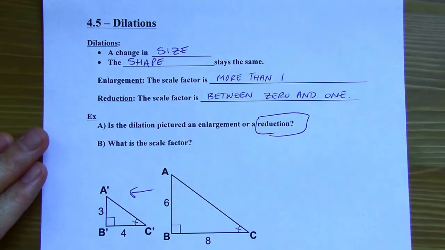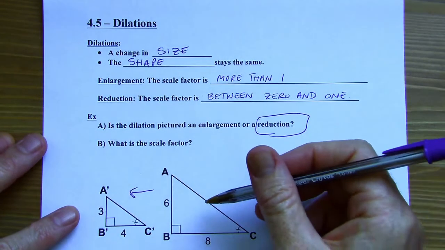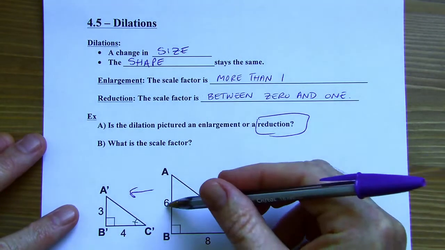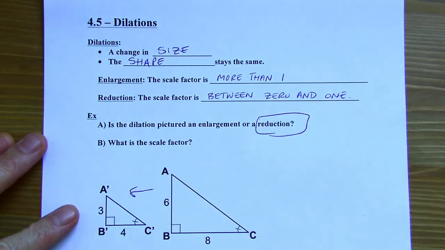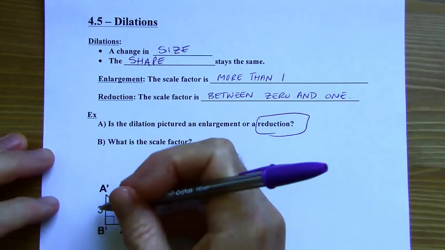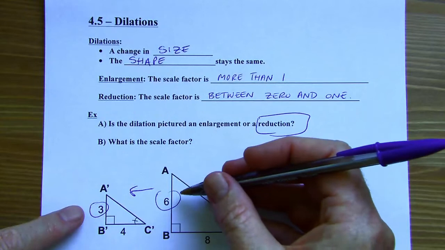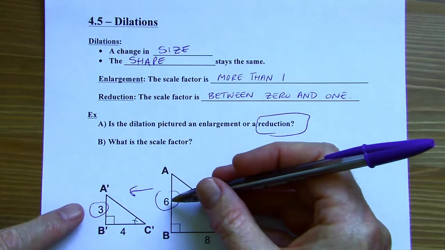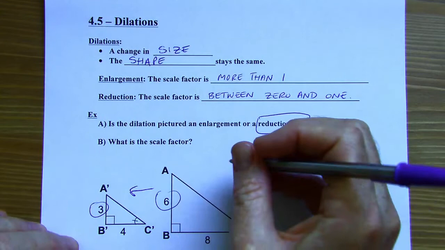And then the scale factor, all I have to do is find some matching pieces, okay? So I've got the 6 and the 3, okay? So we're going to write the scale factor usually as a fraction. So the 6 and the 3 match up. You could also use the 4 and the 8. It doesn't really matter. And I can see in both cases the 6 is twice as big as the 3, the 8 is twice as big as the 4. Okay, so I'm going to make a fraction out of this.